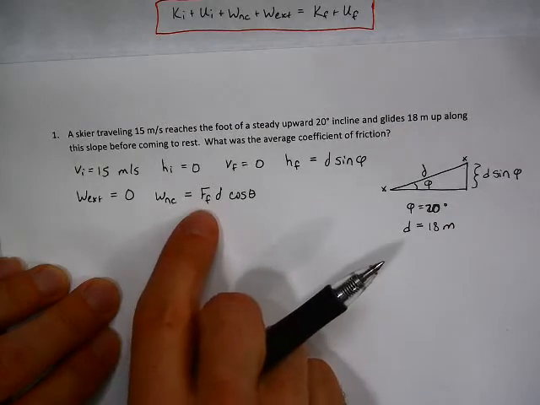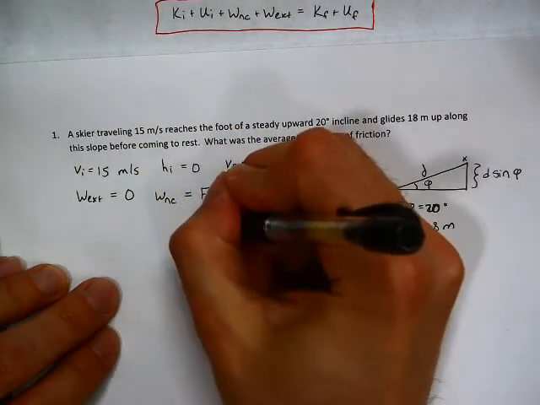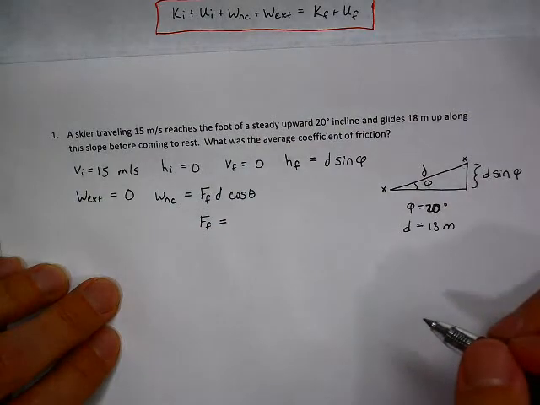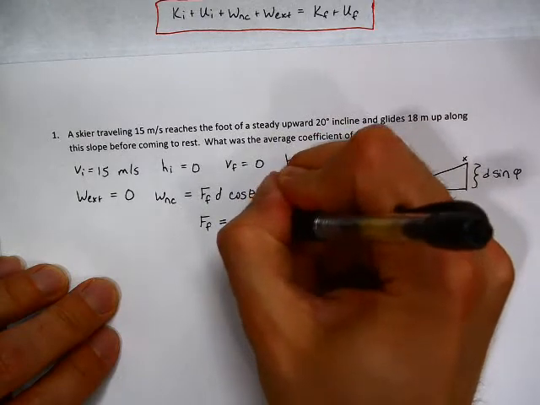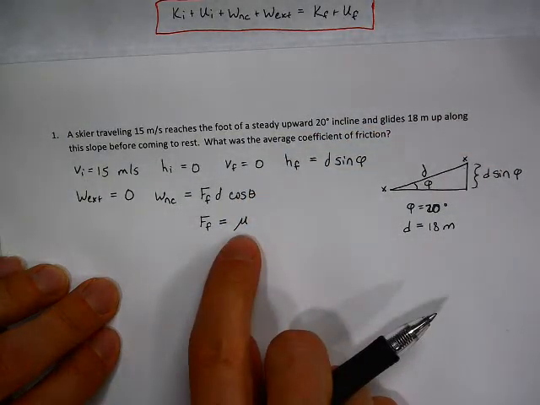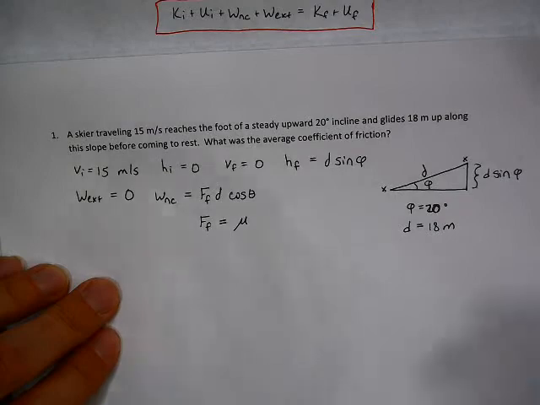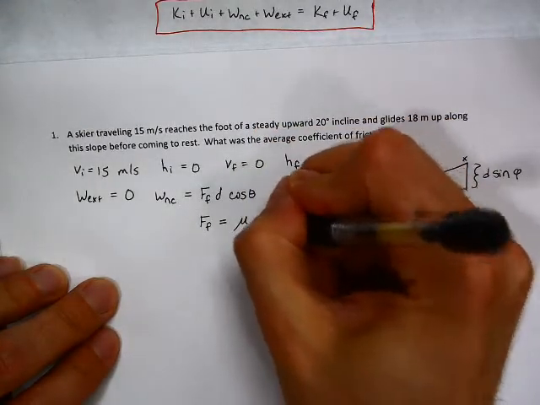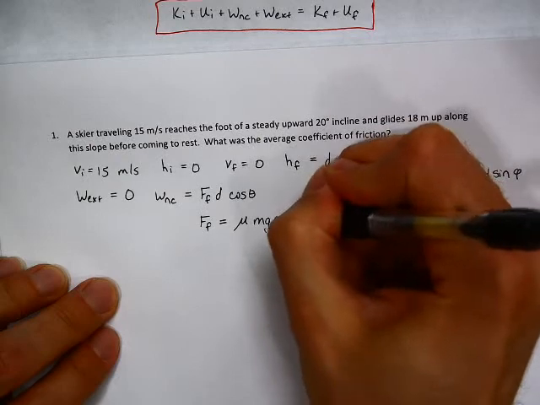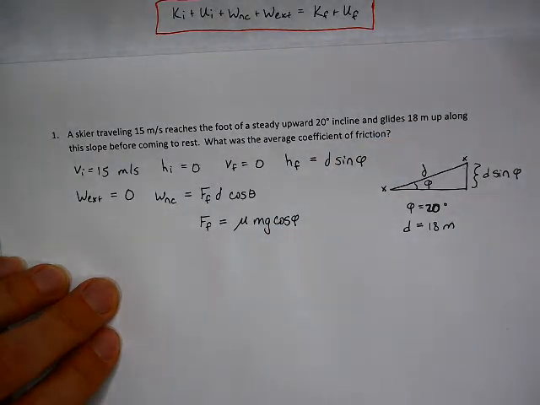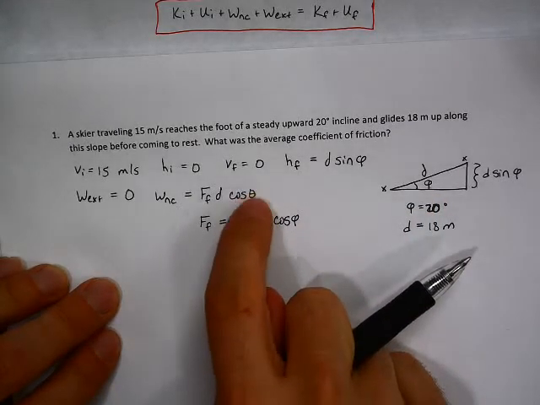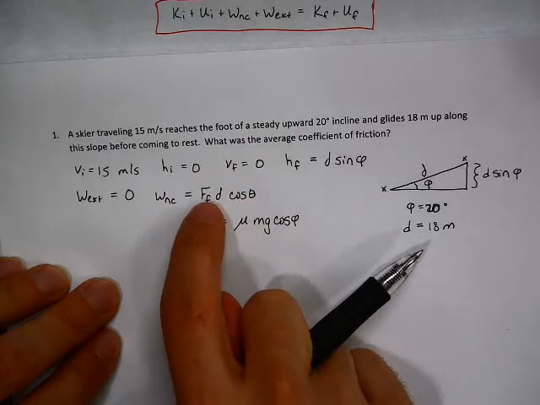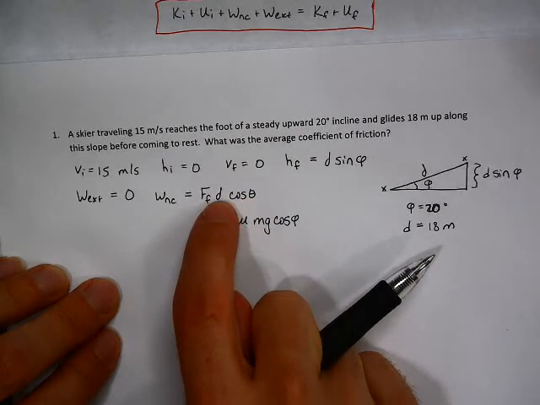The force of friction itself can be calculated this way. On a slope, and I'm not going to derive this now, hopefully you know this, on a slope the force of friction is mu, the coefficient, that's what we're actually solving for, times the normal force. And the normal force is mg cosine of our angle. This is the angle of the slope. This other angle is the angle between that force vector and that displacement vector.